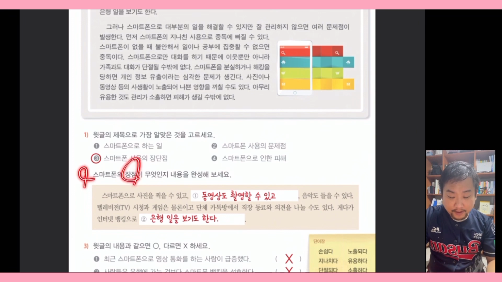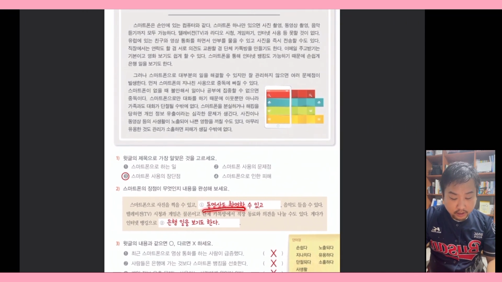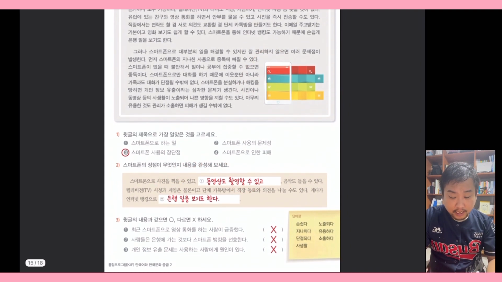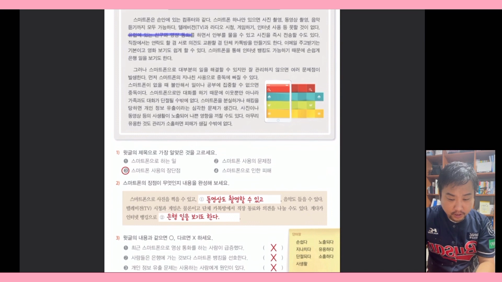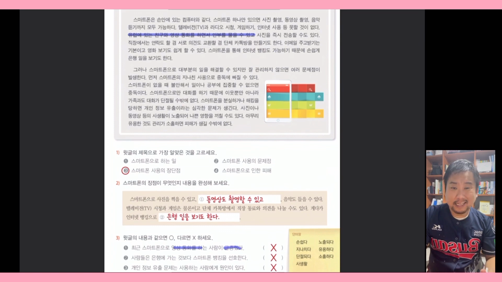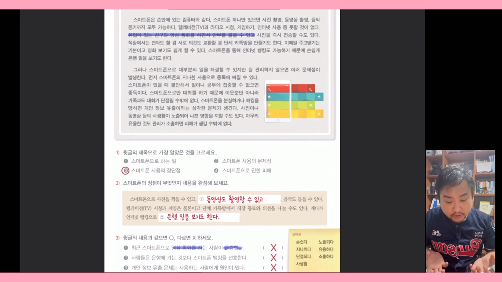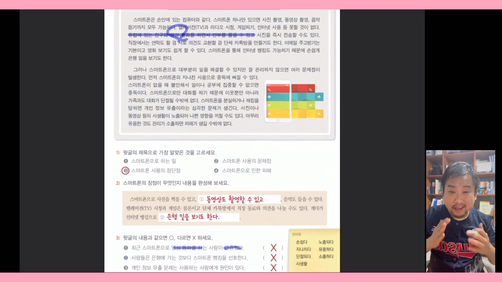Number two, benefit is 동영상 촬영, 은행 일 보기. Yeah, this is in the textbook, so on the passage you can check it easily. And number three, 최근 스마트폰으로 영상 통화를 하는 사람이 급증했다. So 유럽에 있는 친구와 영상 통화를 하면서 안부를 물을 수 있고. 급증하다 is rapidly increase, but here we don't know. 영상 통화, video call with the friend in Europe, but there is no mention about rapidly increasing. So the answer needs to be X.